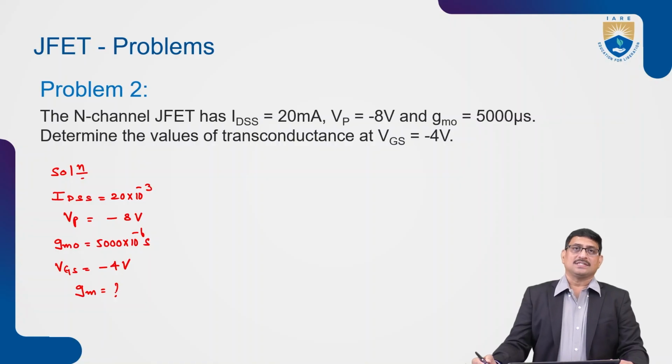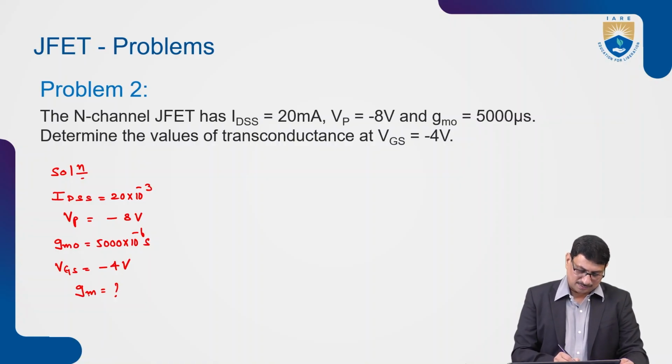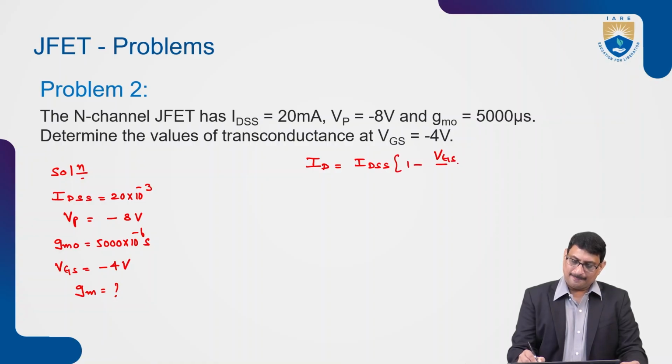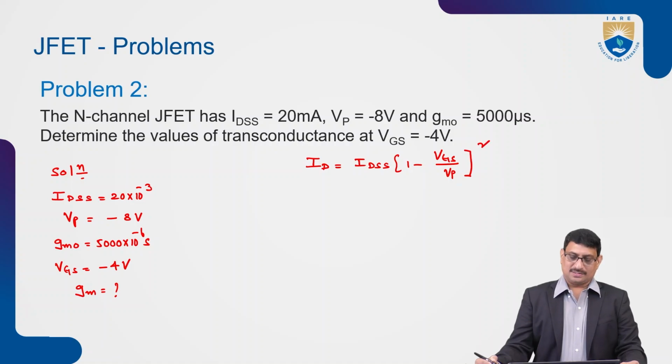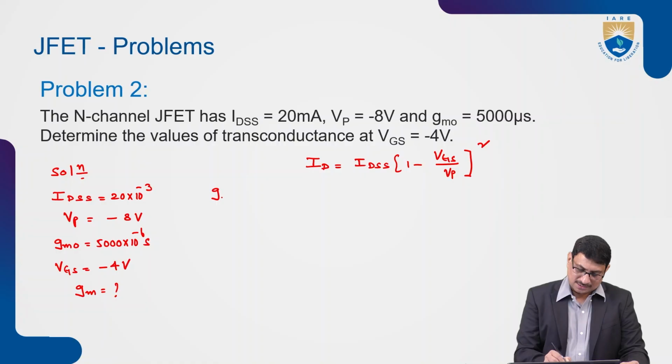What is the value of GM? To calculate this, we need to know the expression of the GM, which we can calculate in terms of the GMO. So first we will derive the relation between them. To derive the relation between the GM and GM naught, let us consider the Shockley's equation, which we have: ID equal to IDSS into 1 minus VGS divided by VP whole square, which is called the Shockley's equation for JFETs.